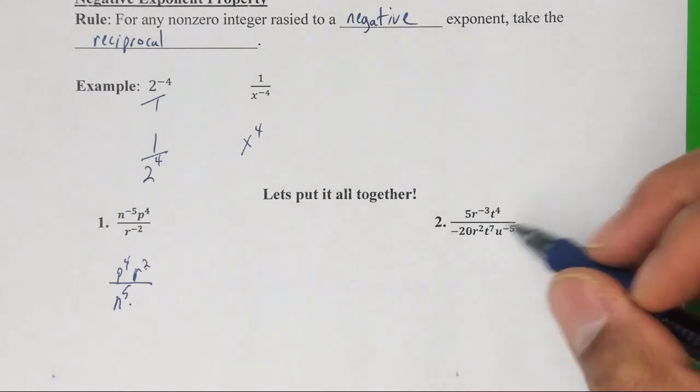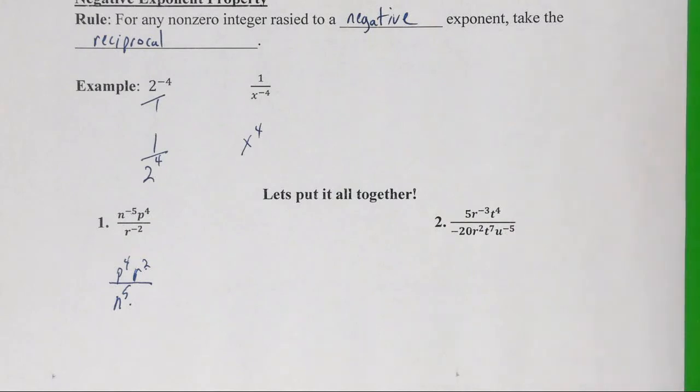The next one, this one's a little more complicated. 5 r to the negative third, t to the fourth, all over negative 20, r to the second power, t to the seventh power, u to the negative fifth power.